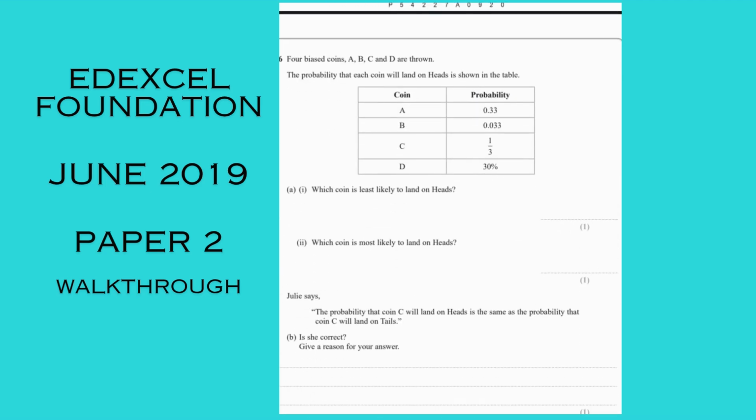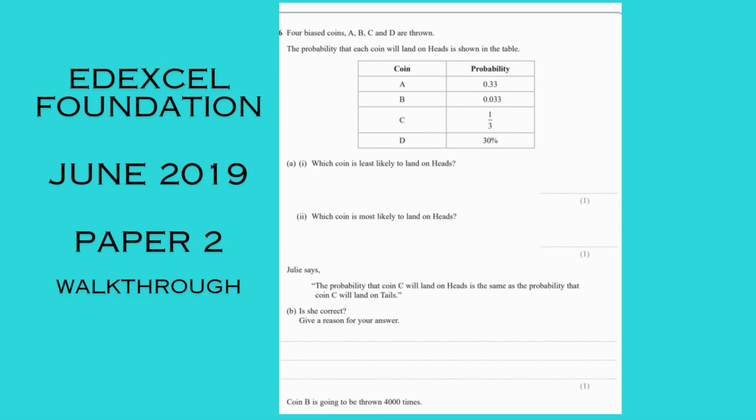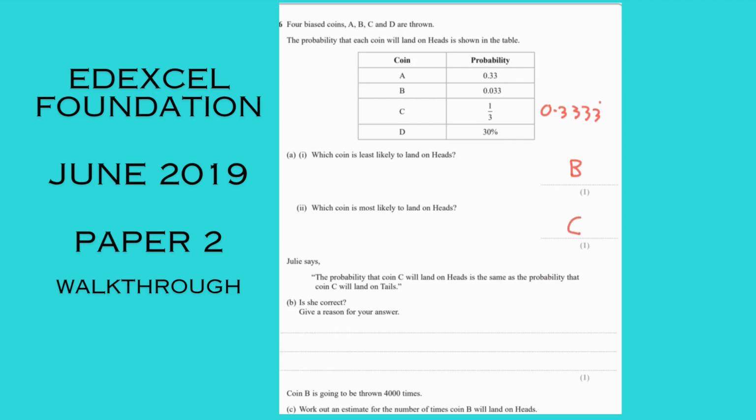Next one, bit of probability, bit of converting fractions. Don't forget 1/3 is 0.3333 and so on recurring. So the least likely is the smallest of these. The smallest by a long way, really, is B. Most likely, in other words, which is the biggest, is the one that goes on forever. It is the third. It is the C.